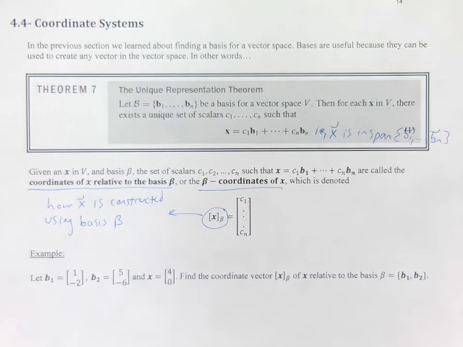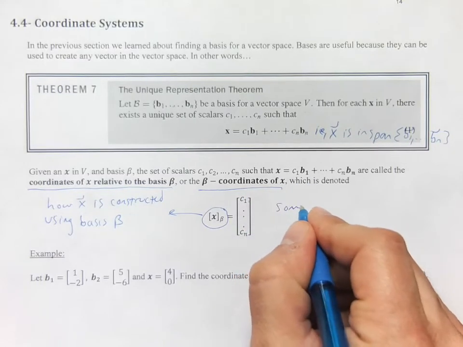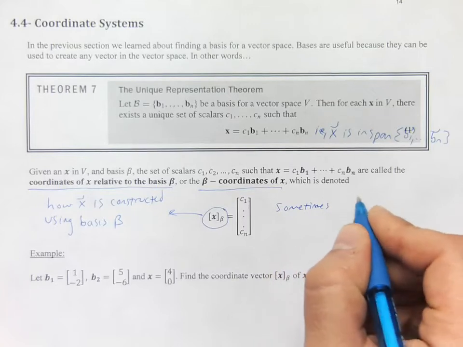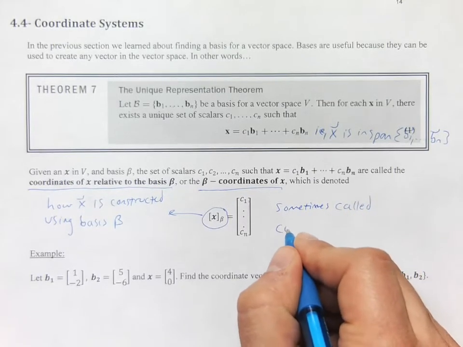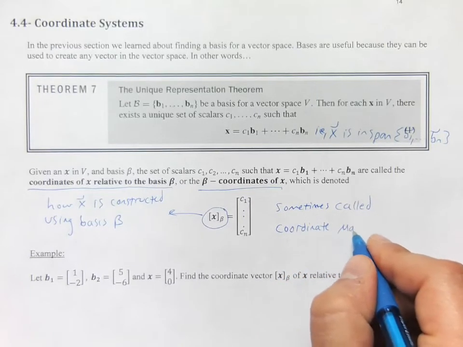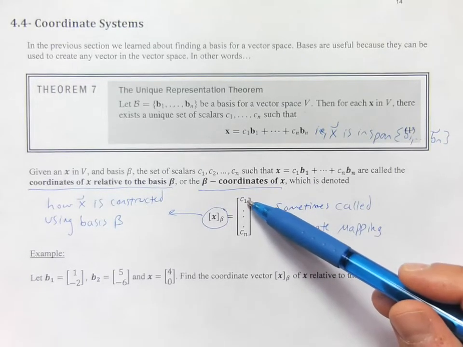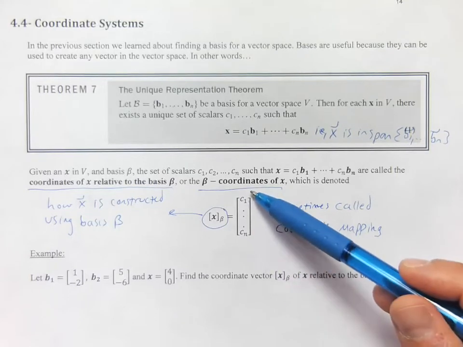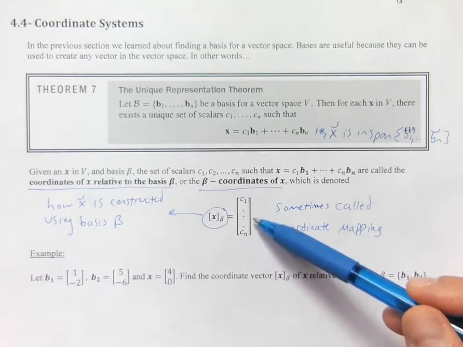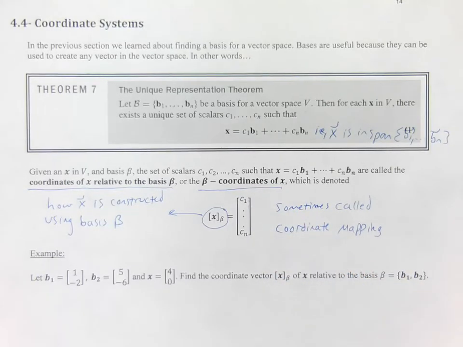There are a couple of words for it: coordinates of x relative to the basis beta, the beta coordinates, and sometimes it's also called the coordinate mapping, because it tells us the coordinates that will map the basis to the element. Just be aware of those different phrasings. You might see it phrased differently in the book or the homework. Notice that it's a vector of constants, so it's a vector in Rn, and this is a nice thing we can construct no matter what vector space we're in, even an abstract vector space.